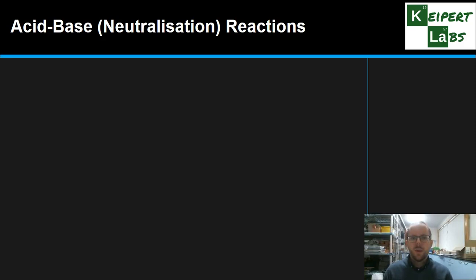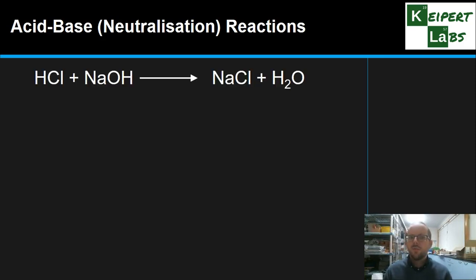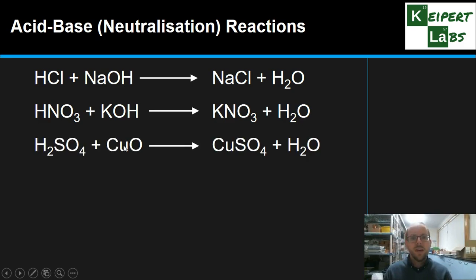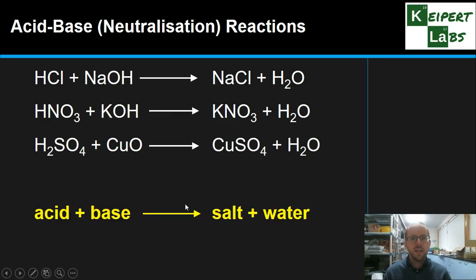Okay, so second last one, acid-base or neutralisation reactions. For example, combining hydrochloric acid and sodium hydroxide. So acid plus base gives sodium chloride and water. Nitric acid plus potassium hydroxide gives us potassium nitrate and water. Sulfuric acid plus copper oxide gives us copper sulfate and water. So we're seeing that we have a fairly general kind of pattern here. Acid plus base gives us salt, an ionic compound, and water.